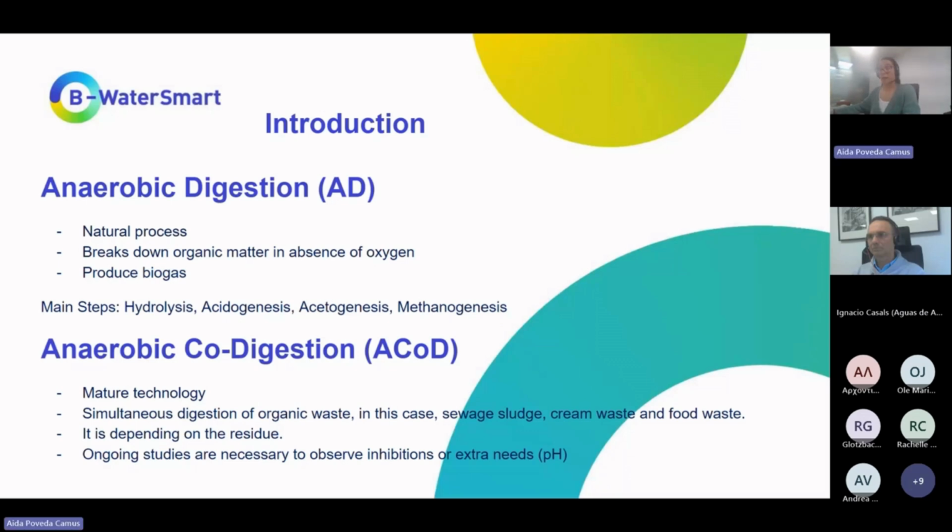On the other hand, we have anaerobic co-digestion. This is a mature technology based on the simultaneous management of organic waste from the food or textile industry, among others, together with sewage sludge. In this pilot, we will analyze whether the chosen co-substrates are good for the process, and also observe whether there are any special needs due to pH or inhibitions.